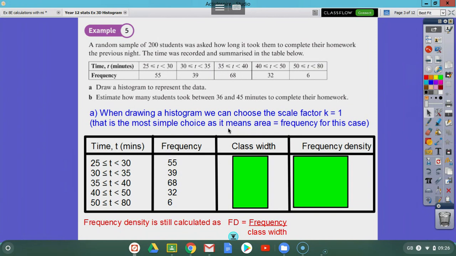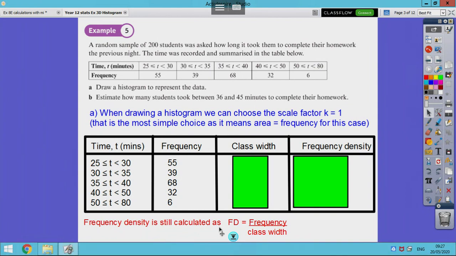Okay, so firstly, when we're drawing a histogram, we have to think about what the class width is and how to calculate the frequency density. The frequency density is your y-axis, and it is calculated as frequency divided by your class width. So let's have a look at these. 25 to 30 is a class width of 5, 30 to 35 class width of 5, and so on. 40 to 50 is a class width of 10, and then 50 to 80 is a class width of 30.